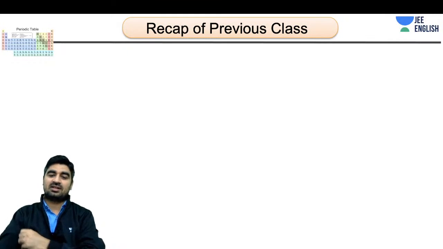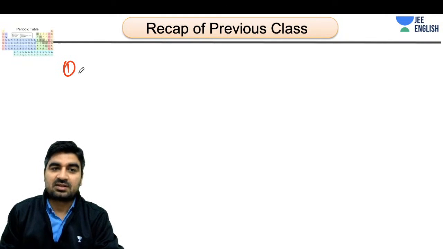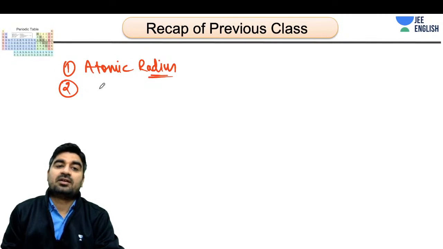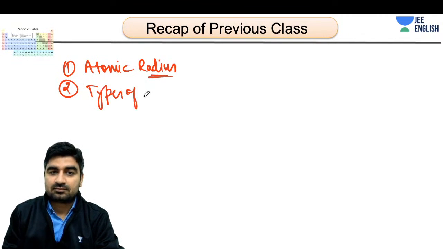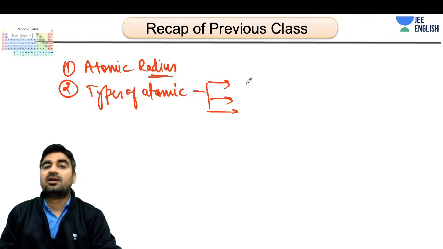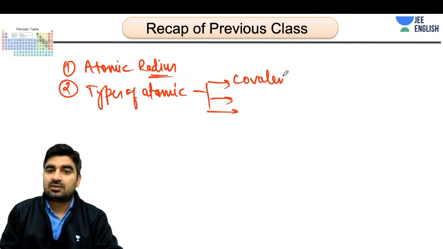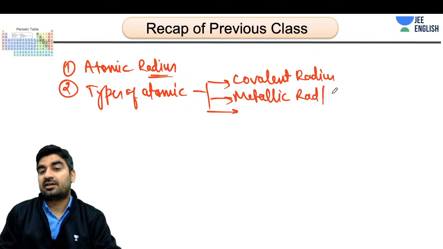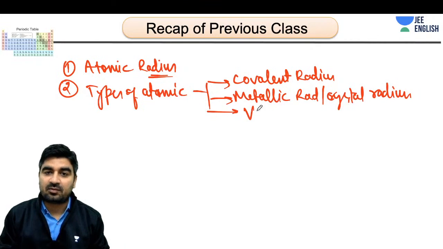But before I start today's class, let me tell you what we did in the previous class. In the previous class, we did atomic radius, and types of atomic radius. So how many types of atomic radius were there? Whatever we discussed: covalent radius, and after covalent radius, metallic radius. Metallic radius we also call crystal radius, and after that we did van der Waal radius.